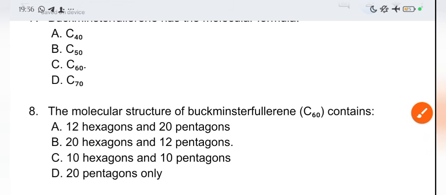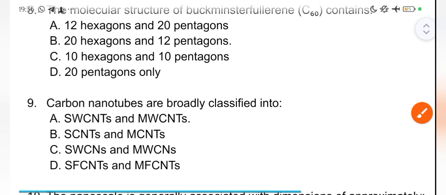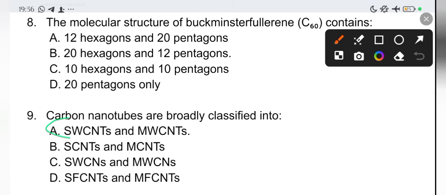Very important. Question 9. The carbon nanotubes are broadly classified into dash. We have option A, SWCNTs and MWCNTs. You should know what SWCNTs means. Anywhere you see NTs in your exam, it is nanotubes, right? Single wall carbon nanotubes and multi-wall carbon nanotubes, right? So now let's move on.